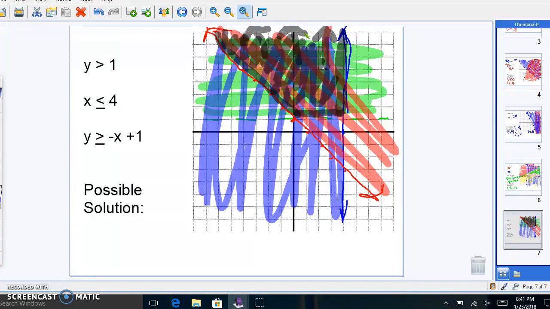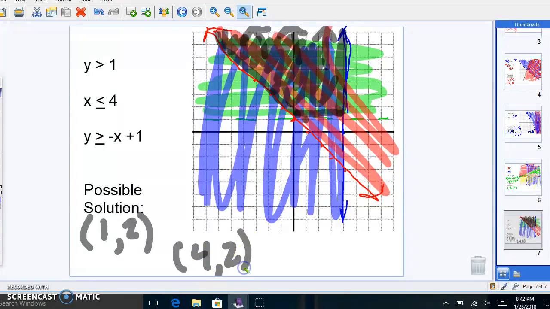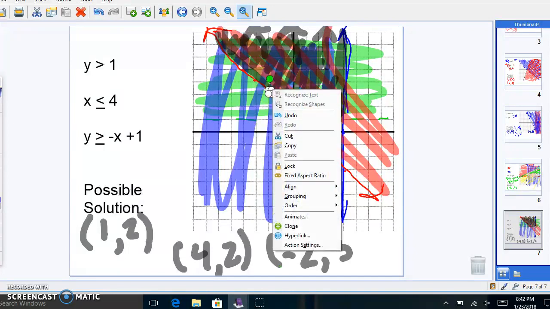So a possible solution could not be 1, 1. The reason for that is it's touching a dotted line. It could, however, be 1, 2. It could also be 4, 2 because that is on the solid blue line. It could also be negative 2, 3 because negative 2, 3 is right here, which is also on a solid line.